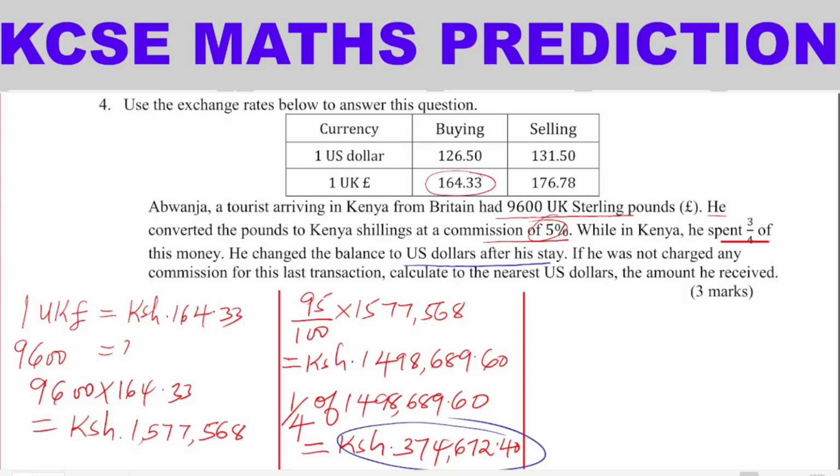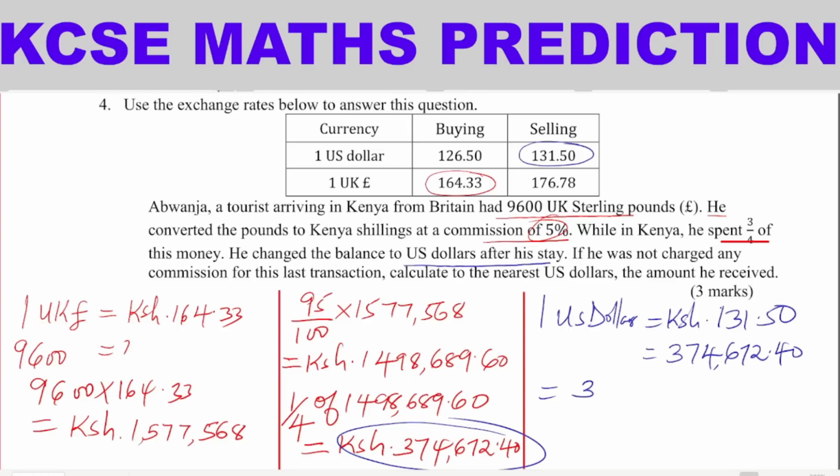So therefore, we're going to use this column here, the sell. So 1 US dollar sells at Kenyan shillings 131 and 50 cents. So what about the whole of this amount, 374,672 and 40 cents? This one you're going to divide.